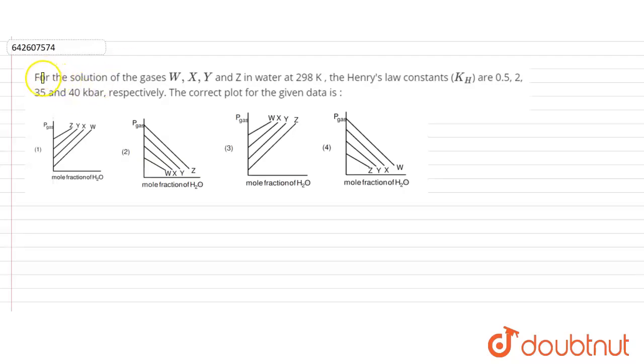Hello, so the question is about the solution of gases. W, X, Y, Z in water at 298 Kelvin have Henry law constants KH of 0.5, 2, 35 and 40 kilobar respectively. So we have to find the correct order of the plot for the given data. Let's start solving this question.